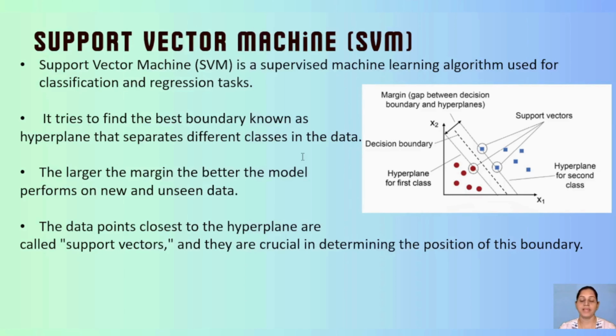Stick to this video throughout so that you will not miss any single concept related to this. So we are going to talk about SVM or the support vector machine algorithm, and it's a supervised algorithm and it is used for both classification and regression tasks, guys. And what exactly is the main fundamental behind it? It tries to find the best boundary, which we are calling a hyperplane, which separates the different classes in the dataset.